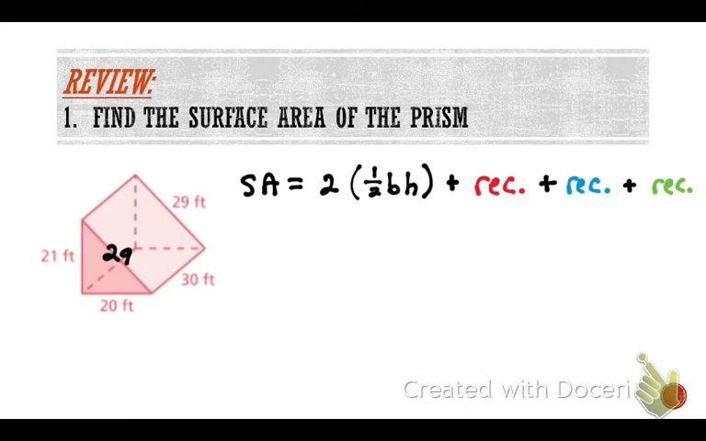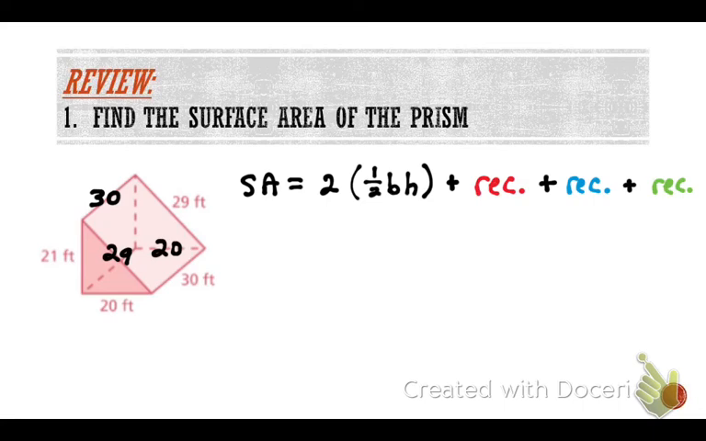Let's talk about this one up here. How long do you think that is? 30. How'd you figure that out? Because the 30 on the other side is parallel, so that is going to be 30 feet also. Let's look at this dotted line right here. What's parallel to that? 20 feet. The 20 feet that's down there at the bottom. Okay, so that one is going to be 20.